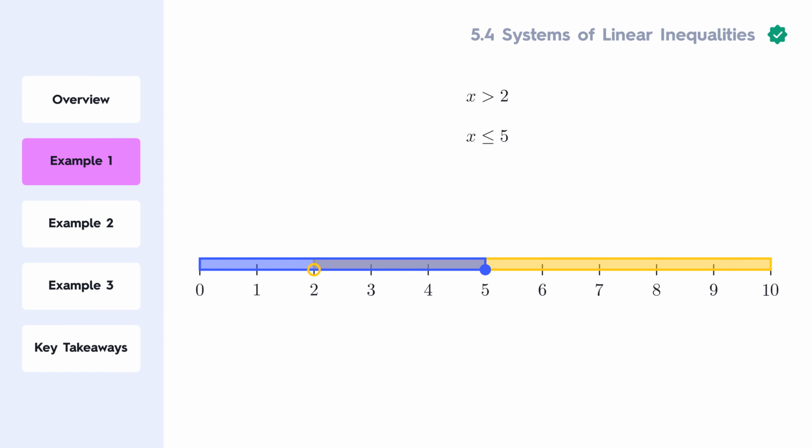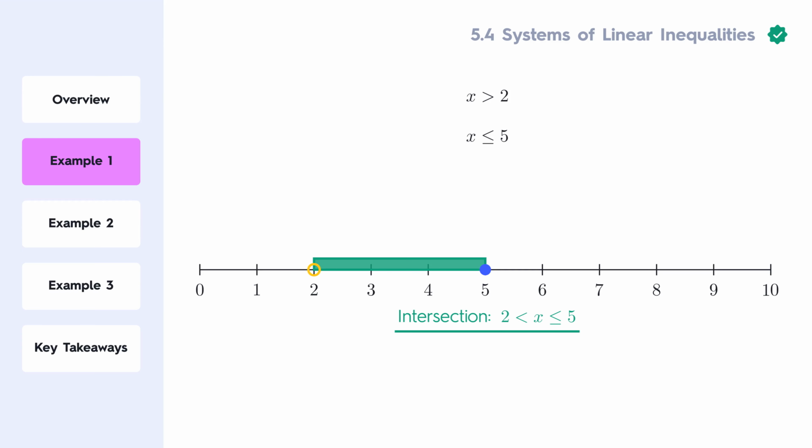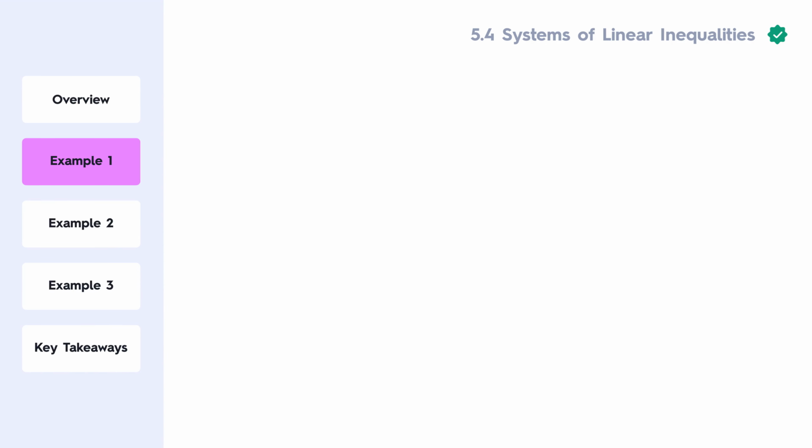In this case, the solution to the system is the range of values between 2 and 5, where 2 is not included, but 5 is. We can represent the solution to this system as an inequality. This inequality shows that x is greater than 2 and less than or equal to 5, which meets both conditions of our system. Now that you've seen how this works in a simple case, let's try a more challenging example.